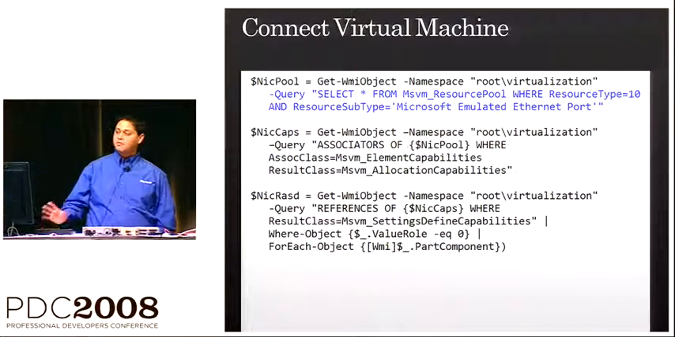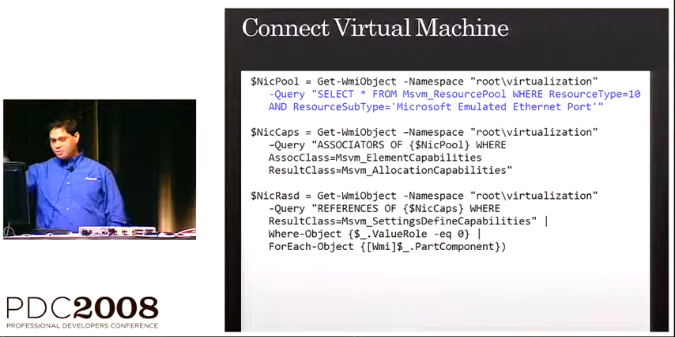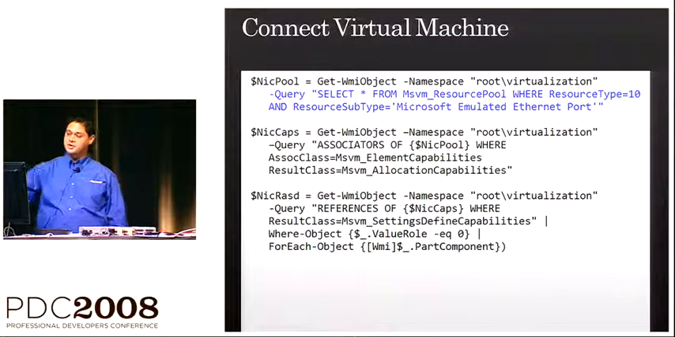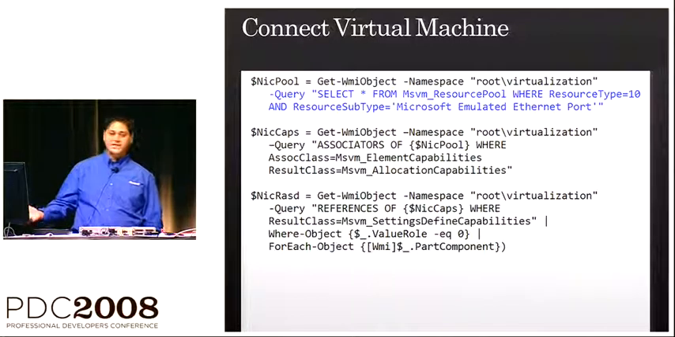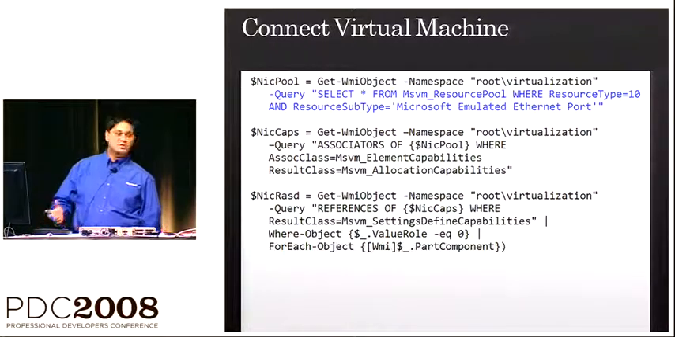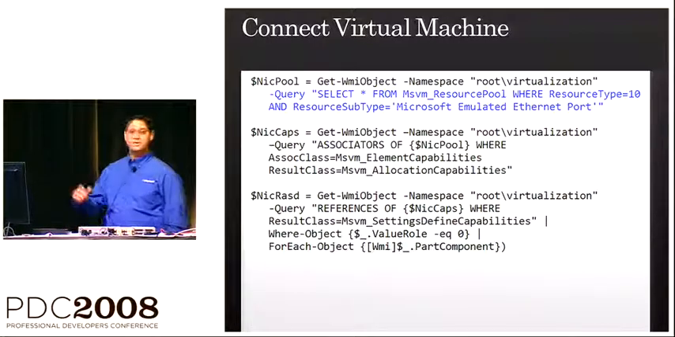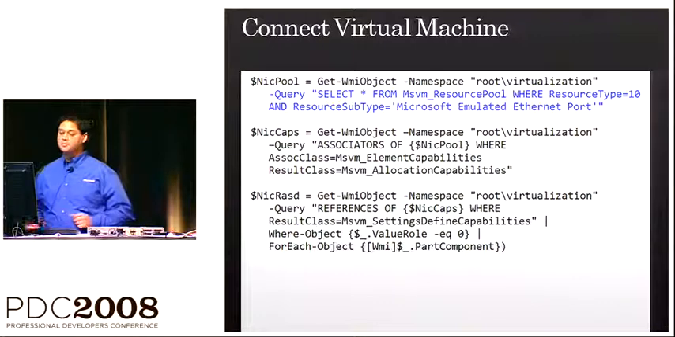Finally, we need to connect a virtual machine to this switch. Now, this looks a lot like some of the stuff that we saw when we were adding storage to the virtual machine, right? You get an instance of the resource pool where the resource type equals 10, which means Ethernet adapter, and the resource subtype equals Microsoft emulated Ethernet port. So we're going to add an emulated Ethernet adapter to the VM this time.